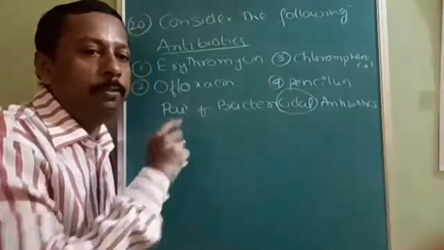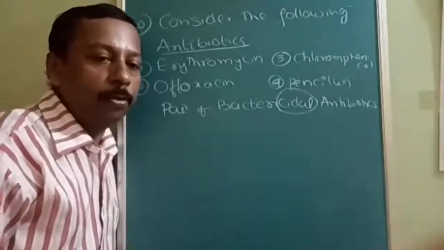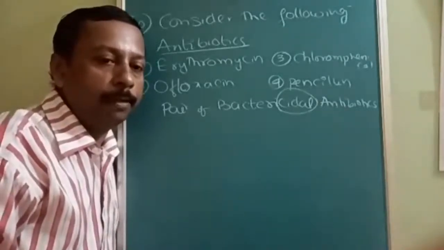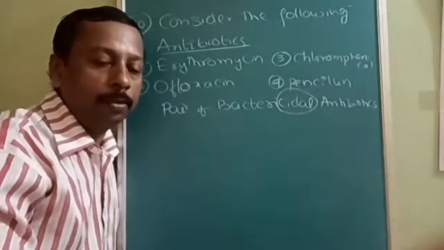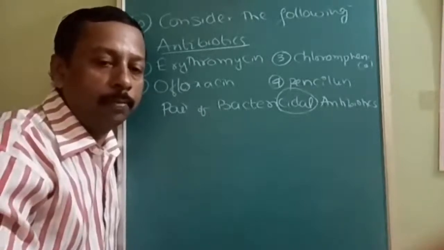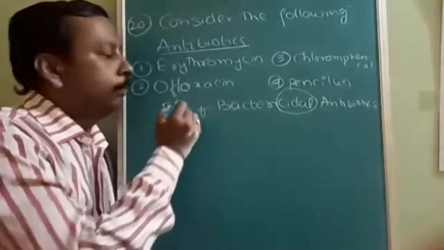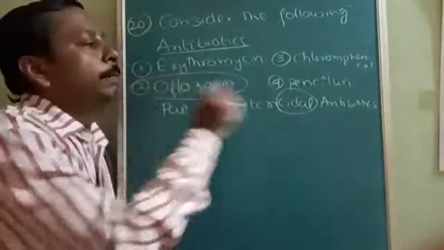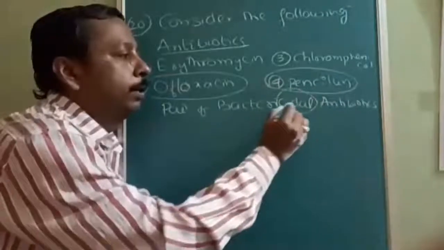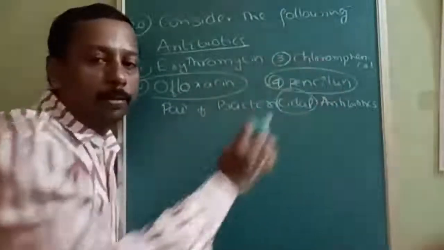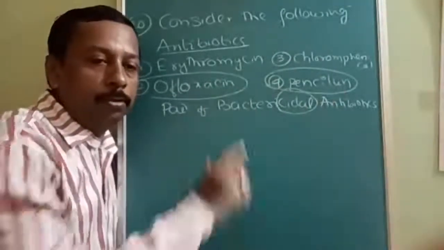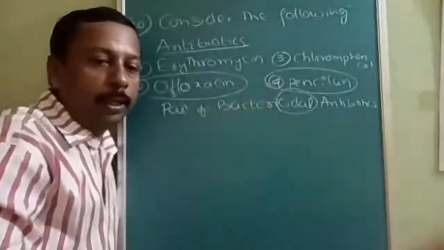Out of erythromycin, chloramphenicol, ofloxacin and penicillin, two are bactericidal. You have to identify those. So the answer is ofloxacin and penicillin. These are bactericidal, and the other two are bacteriostatic. They will reduce the growth.